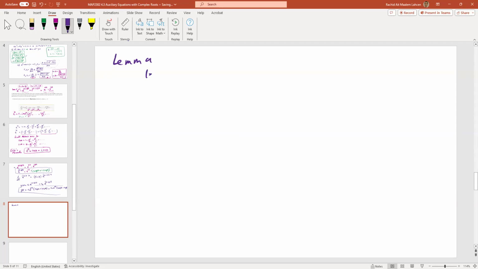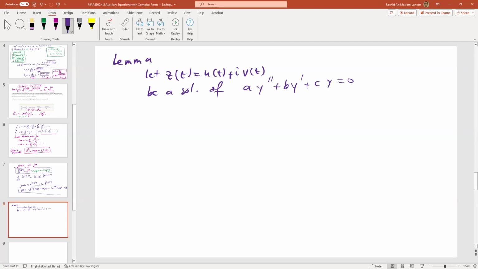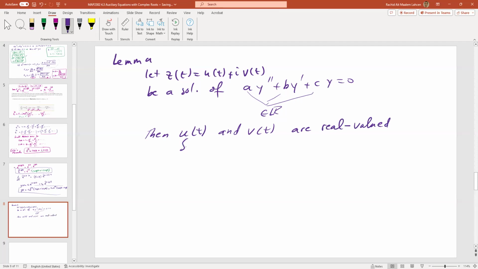The lemma says that if you have some complex z be a solution of this differential equation, when A, B, and C are real numbers, these are real numbers, then the real part and the imaginary part are real valued solutions. We call them real valued solutions.